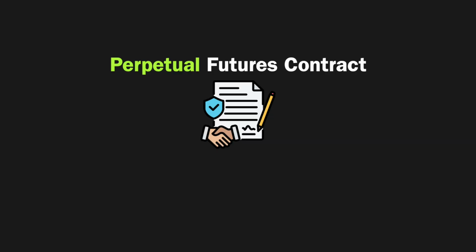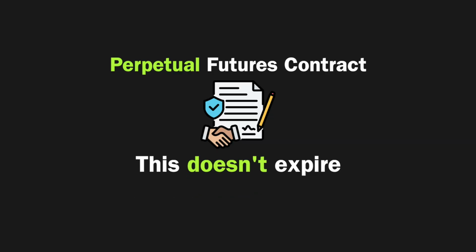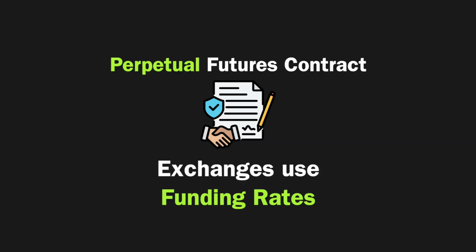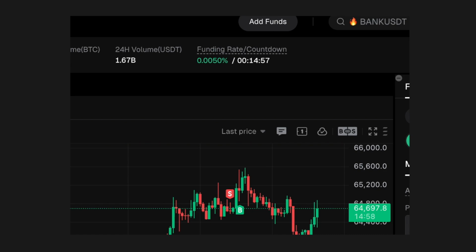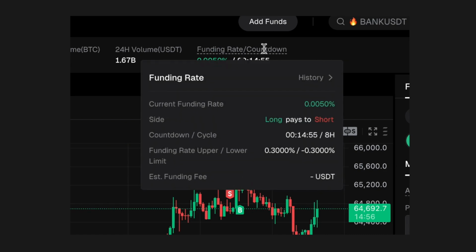Funding rate. Since perpetual futures contracts don't have any expiry date, exchanges use a funding rate to keep the contract price in line with the actual market price. Depending on whether more traders are long or short, you'll either pay or receive a small fee every few hours just for holding your position open.